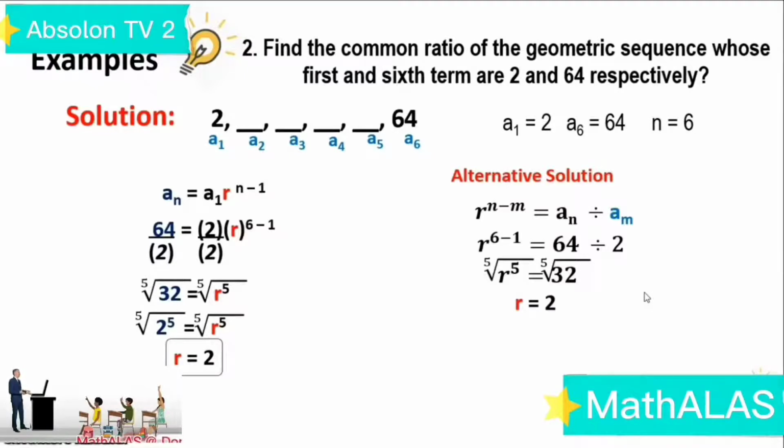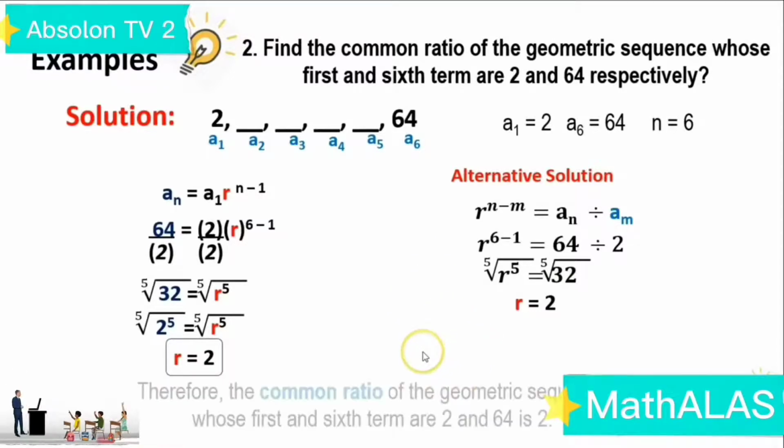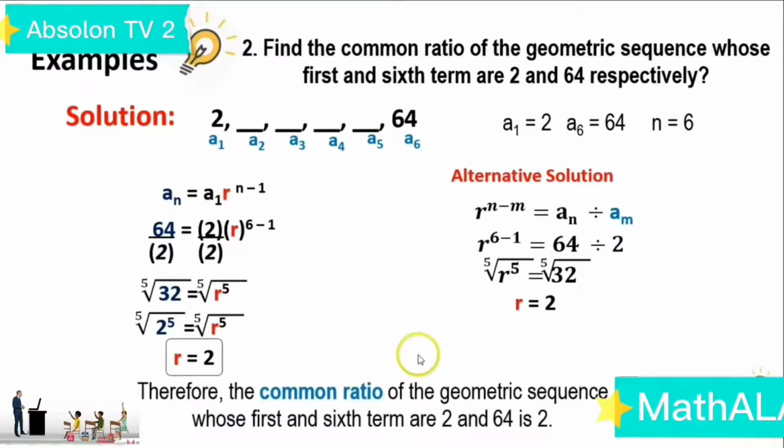In this case, you can solve it mentally. So, let's go back. You take 64 divided by 2, then get the fifth root of 32. That's because 6 minus 1 is 5, so that's why you have to get the fifth root of 32. Now, in this problem, the common ratio of the geometric sequence whose first and sixth term are 2 and 64 respectively is 2.